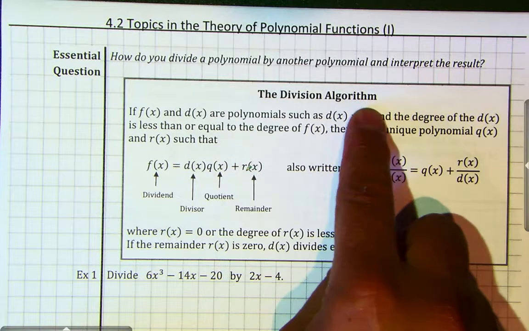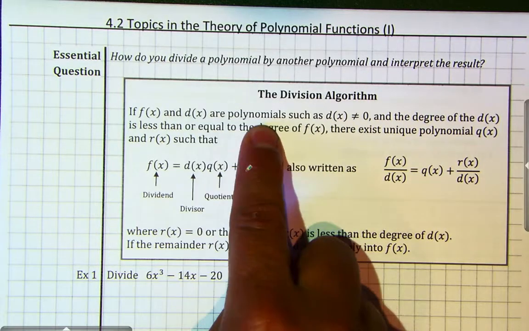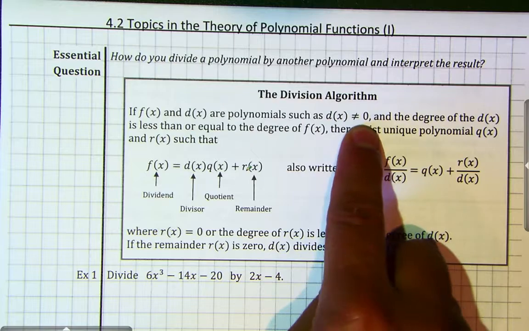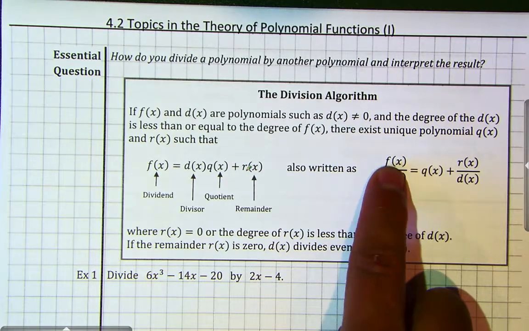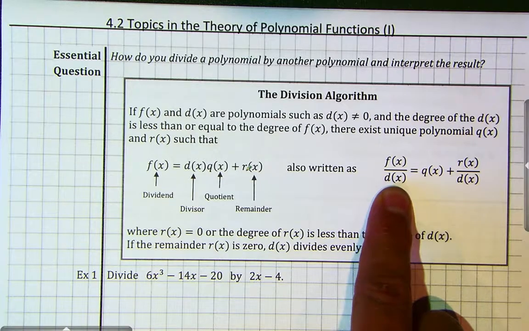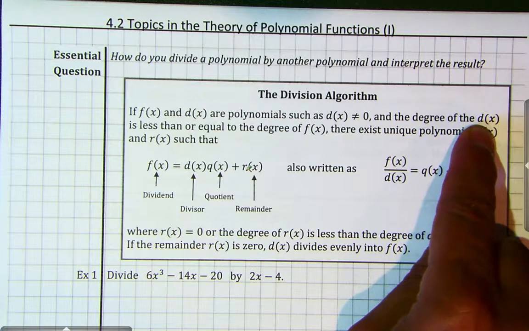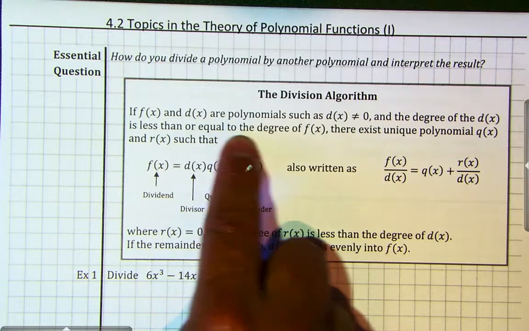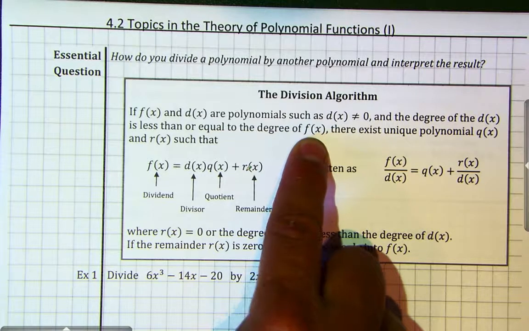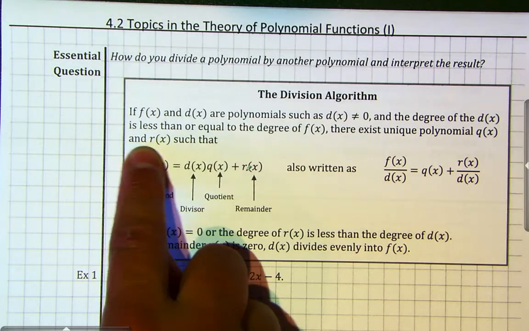So the division algorithm. If f of x and d of x are polynomials, such that d of x is not equal to 0, and we are going to be dividing those two polynomials, so therefore we don't want the denominator to be 0, because otherwise it will be undefined. The degree of d of x is less than or equal to the degree of f of x. There exist unique polynomials q of x and r of x such that the following holds.